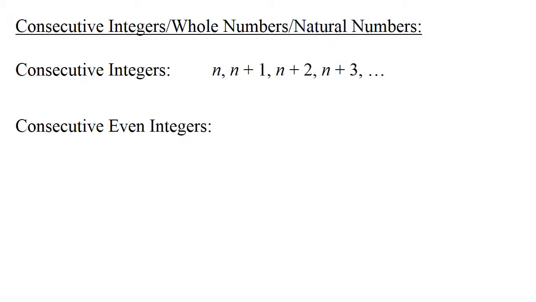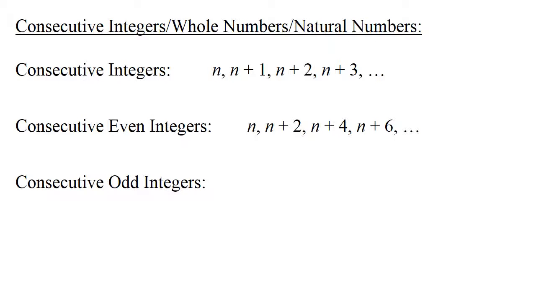Consecutive even integers: if you start with a number, the next even number would be 2 more than that one, and then the next even number would be another 2 more than that. So 4 more than where you started, then 6 more than where you started, and so on. Consecutive odd integers: well, if even numbers are a number plus 2, a number plus 4, a number plus 6, the odd ones would be the same thing. A number plus 2, a number plus 4, a number plus 6.